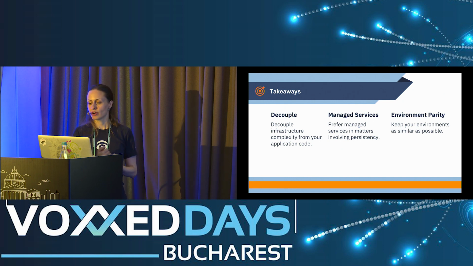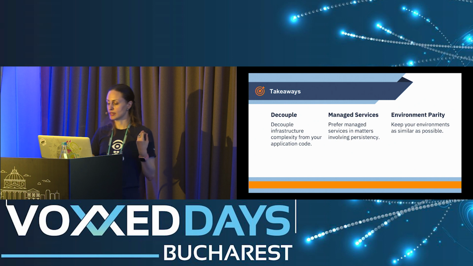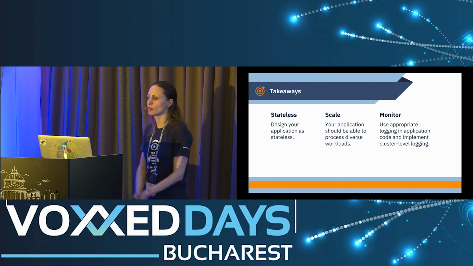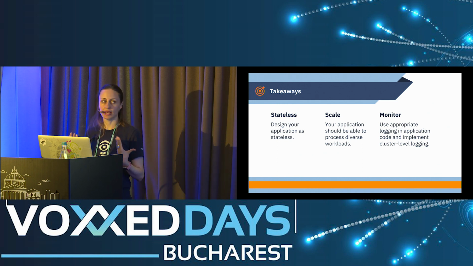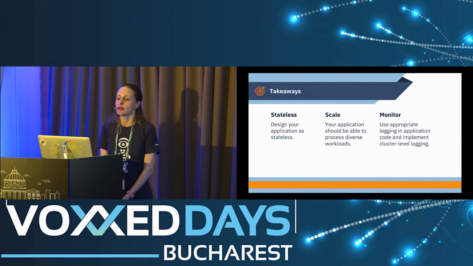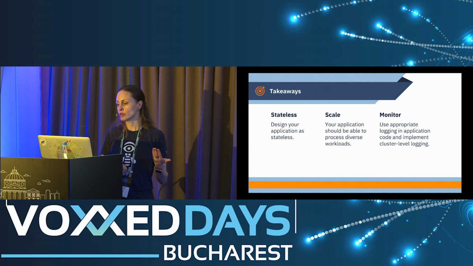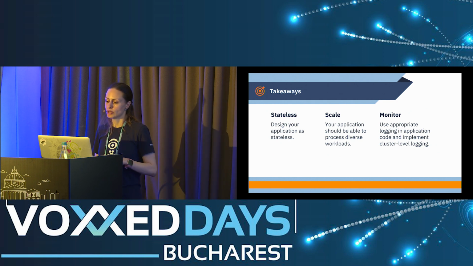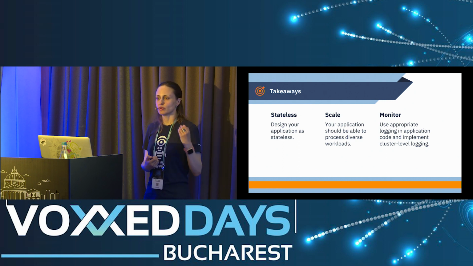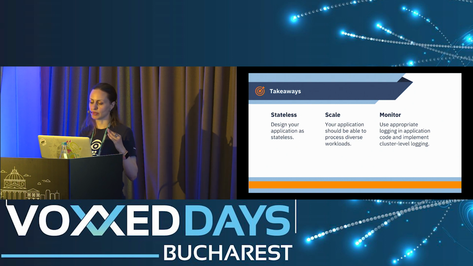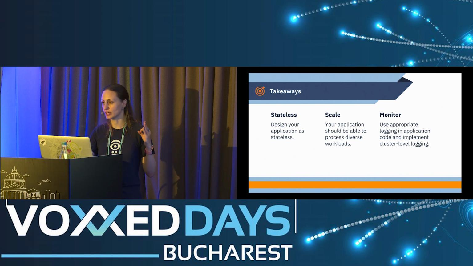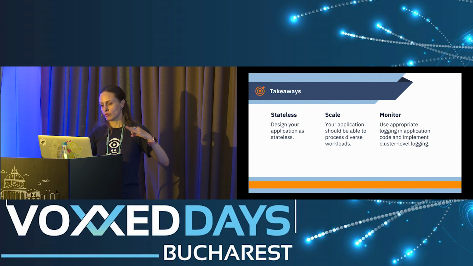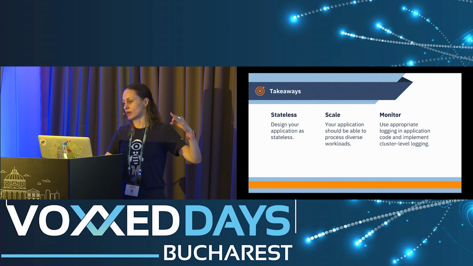Also, keep the environments as similar as possible so that you can have an easy debug of what you're doing. Think of your application as stateless because your pod has a certain life cycle and it can die at some point in time. Scale your application using auto-scaling policies and use appropriate logging in your application code and also cluster level logging. One thing to be told about logging, try to avoid system.out in these kinds of applications and use an appropriate logger for each of your applications so that you can catch the right message either in the managed service or wherever you are applying the cluster level logging.